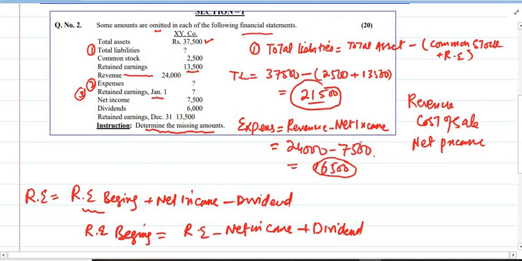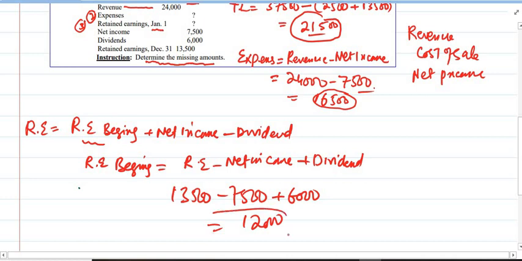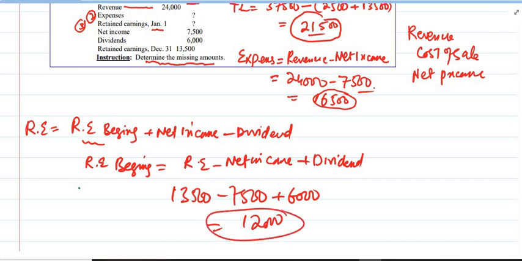Now what is the retained earning value? The retained earning value given in the question is 13,500. So I will write here 13,500, and the net income is also given, 7,500, if you remember. And then plus you have to add the dividend. At the end, after calculating this, you will get 1,200. So this is the result. This is the third figure which we have calculated. So this is all about it.